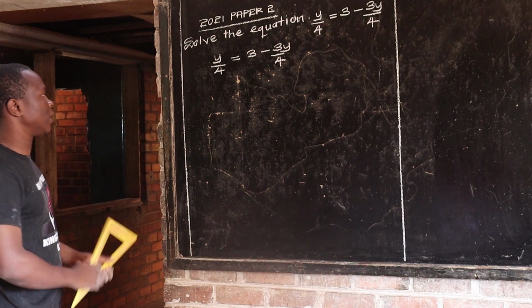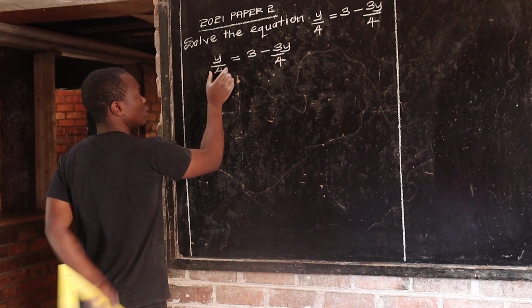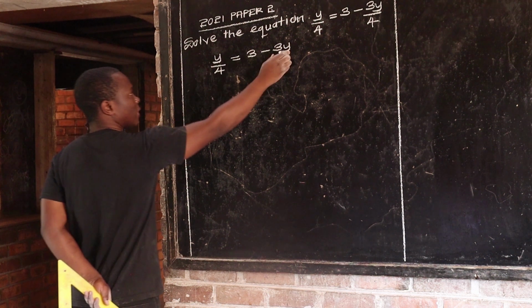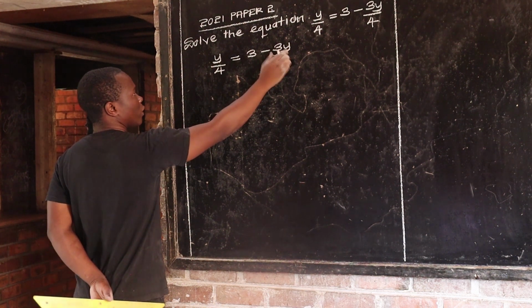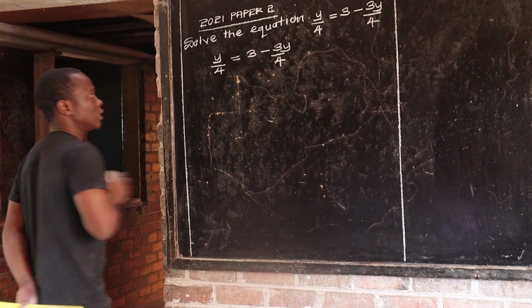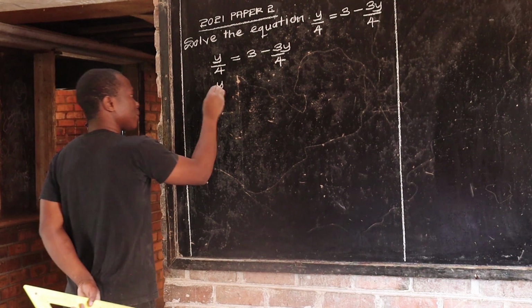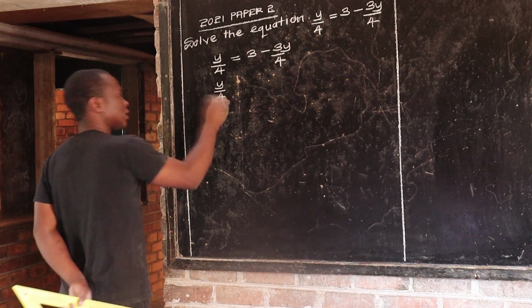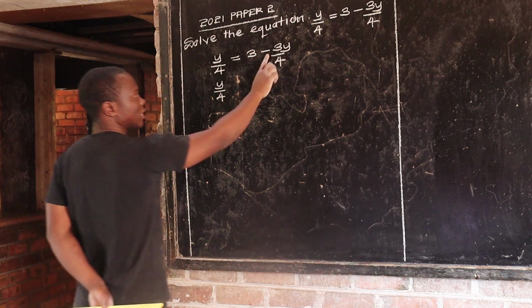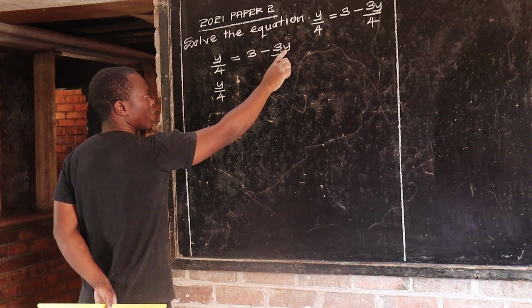Okay, so in this case, step number 1, what we are going to do is group the like terms. This term has got a y, and this term has got a y as well. So we are going to group our y terms together. So we are going to have y over 4 this side. Now we are going to transpose this negative 3y over 4.